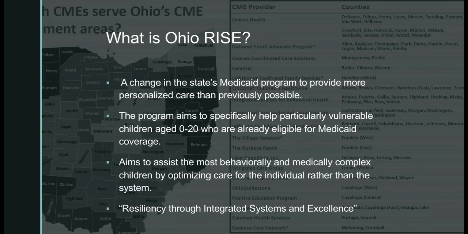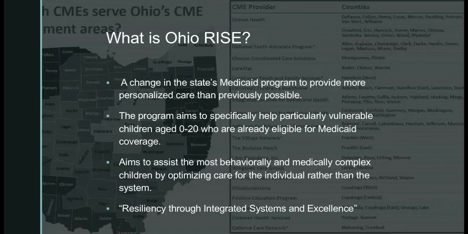So what is Ohio Rise? As I previously stated, it's a change in the state's Medicaid program to provide more personalized care than previously possible. And it's specifically aimed at the most at-risk population, which is identified to be children aged 0 to 20 who are previously eligible for Medicaid coverage that suffer from the most complex behavioral and medical issues.